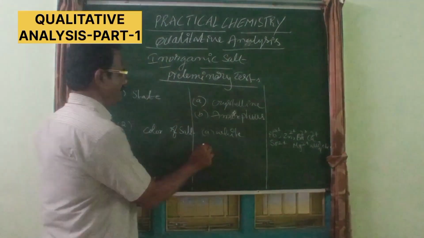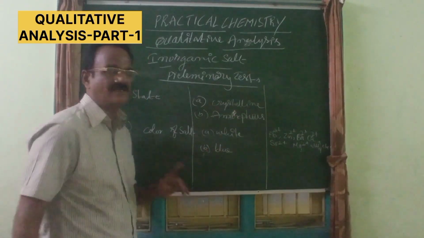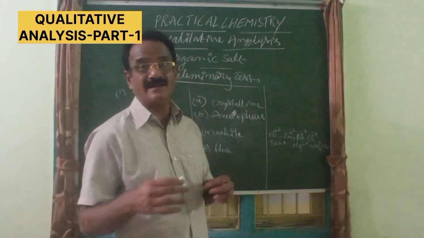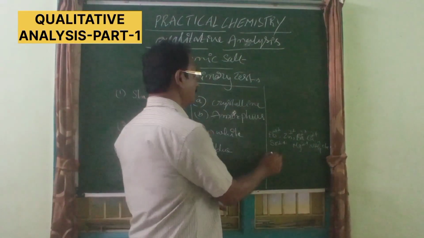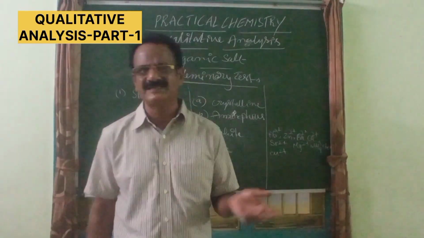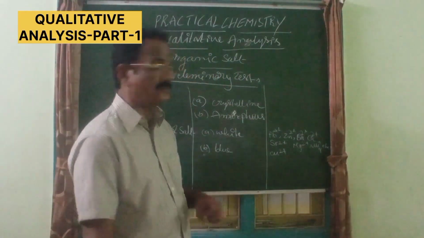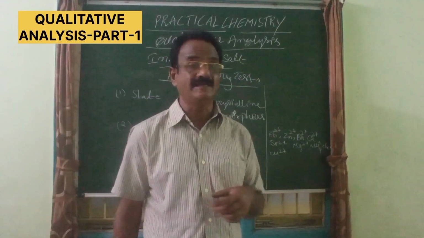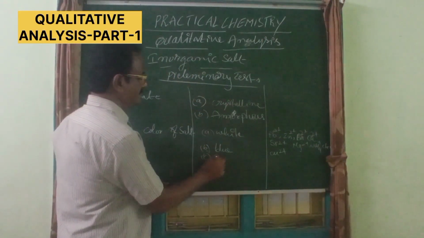So the next probable color is blue. If the salt is blue in color, it definitely contains copper as cation, Cu2+. Usually Cu2+ is given. Cu+ is also there, but it is most unstable. So most inorganic salts of copper contain Cu2+. Is it clear? Now let us see another color, green.